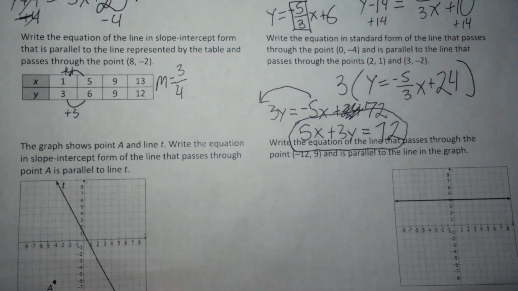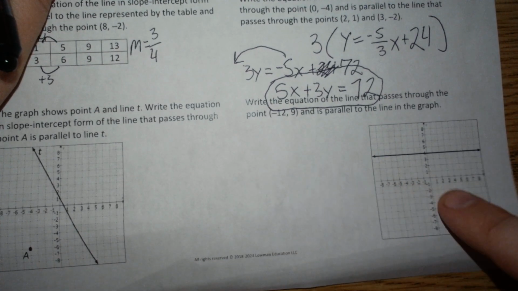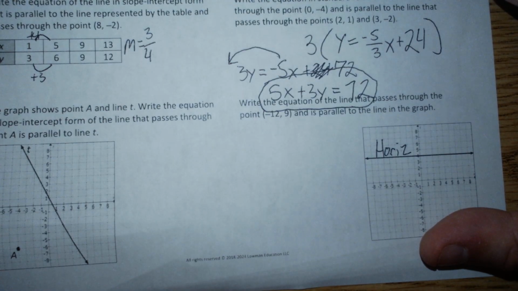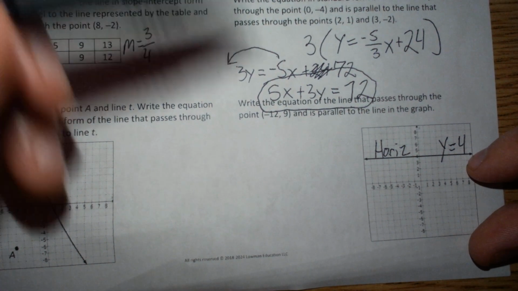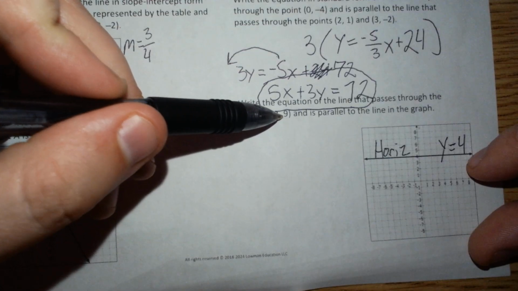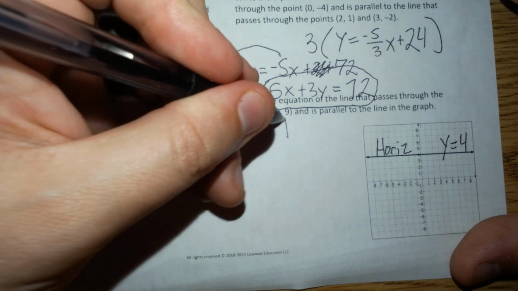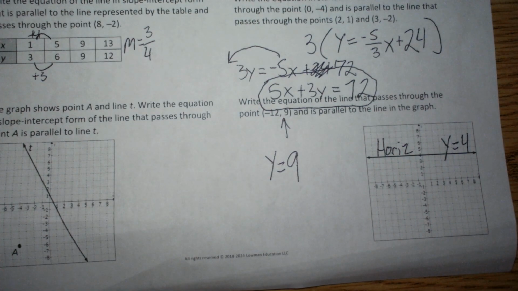Last two I want to look at a little bit. On the one on this side, first of all, when we've got a line that looks like this, it's horizontal. And so anytime we have a horizontal line, it's a y equals. So this line would be y equals 4. So if we're looking for one that's parallel to that, it's just going to be a line that goes through negative 12, 9. So the y value of that is 9. So we just say y equals 9 would be that graph.